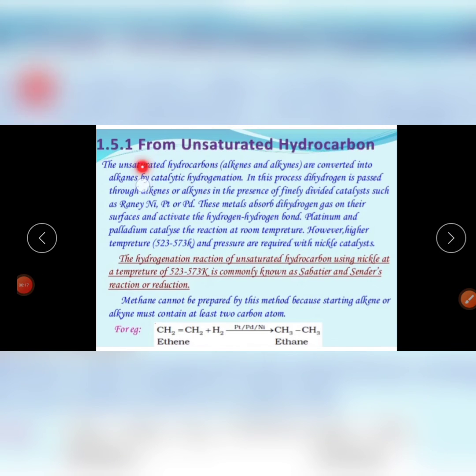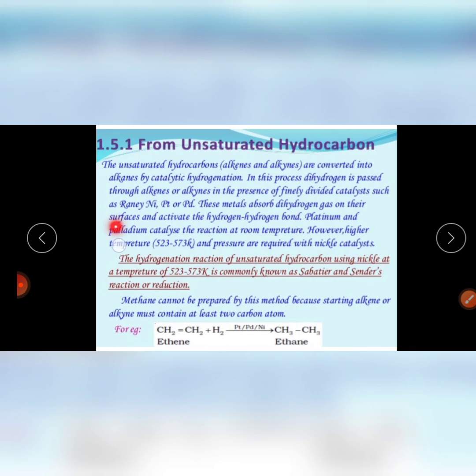The unsaturated hydrocarbons, like alkenes and alkynes, are converted into alkanes by catalytic hydrogenation, and in this process dihydrogen gas is passed through the alkenes or alkynes in the presence of finely divided catalysts, such as nickel, palladium, platinum, which you can use as a catalyst, and these metals absorb dihydrogen gas on their surface and activate the hydrogen-hydrogen bond.